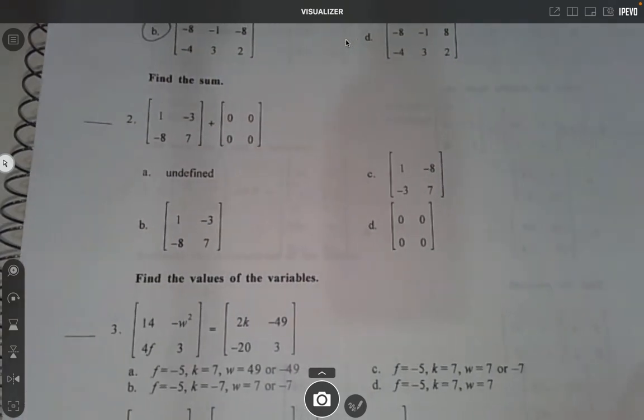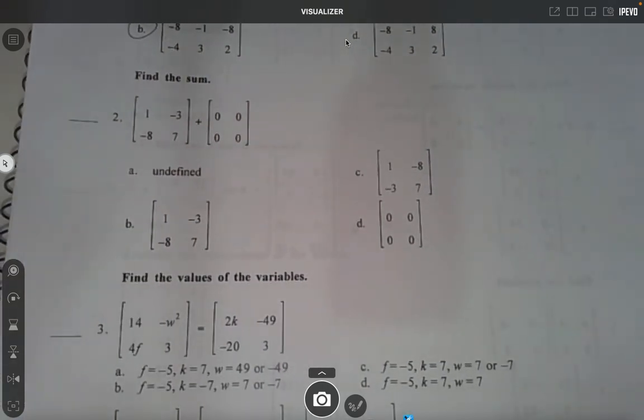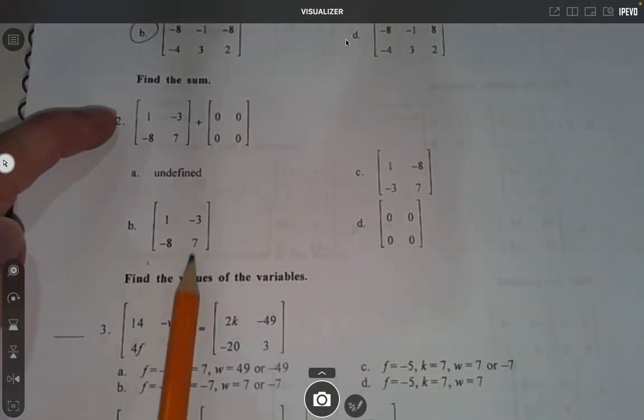Okay. If you add 0, what are you going to get? The same thing, right? So whichever one matches, it looks like it's B again.